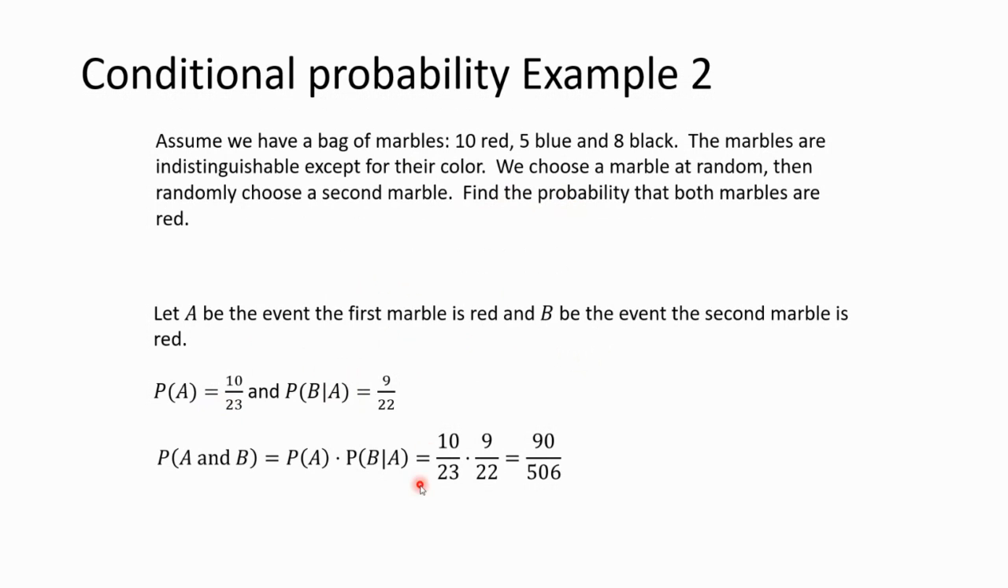So using the previous slide, the probability of A and B occurring is this product, which if you multiply these, you get 90 over 506. I mean, if you want, you could convert that to a decimal, but I would just leave it as a fraction like that. Okay. Are there any questions about this?